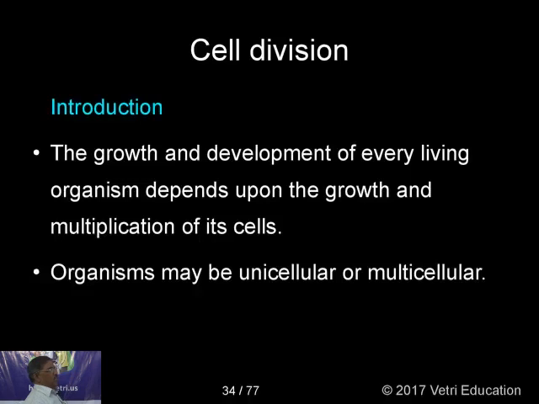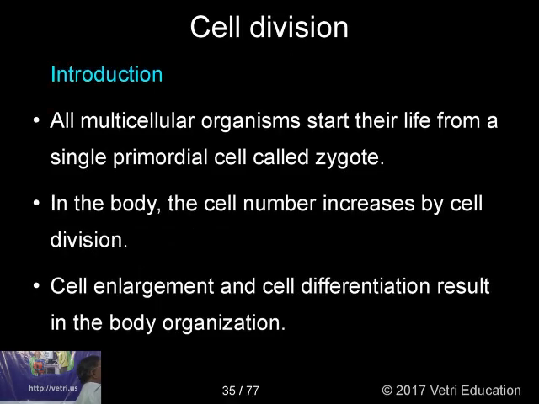The growth and development of every living organism depends upon the growth and multiplication of its cells. Organisms may be unicellular or multicellular. All multicellular organisms started their life from a single primordial cell called the zygote. In this zygote, cell divisions take place, so the body of the organism increases by cell divisions only. Cell enlargement and cell differentiation result in the body organization.